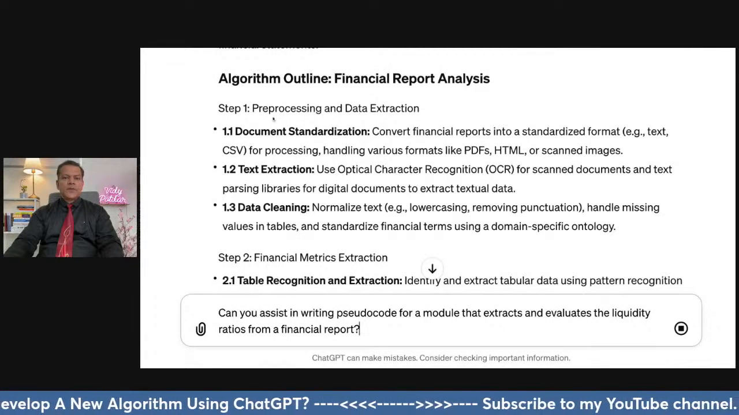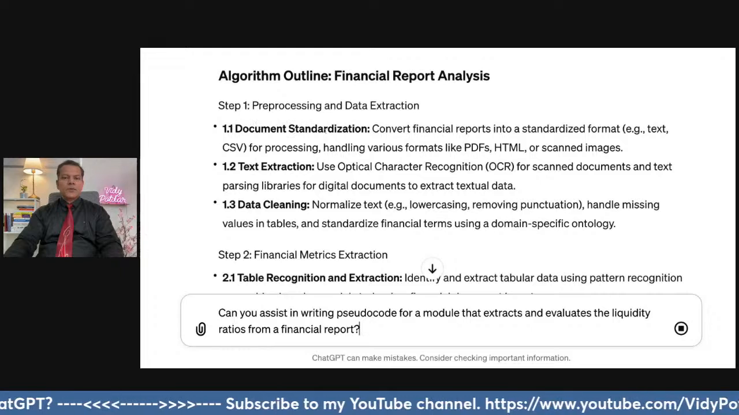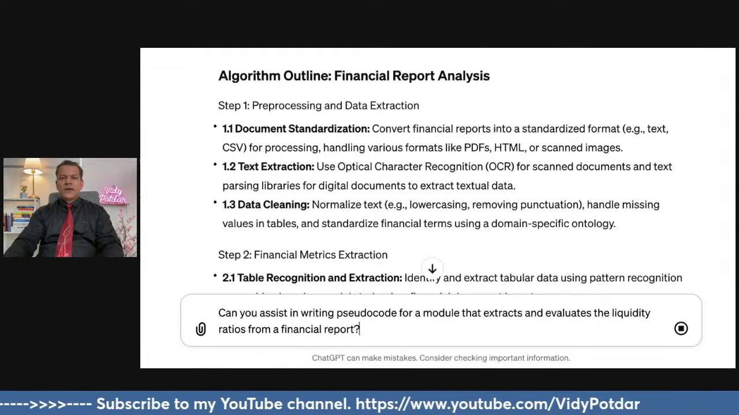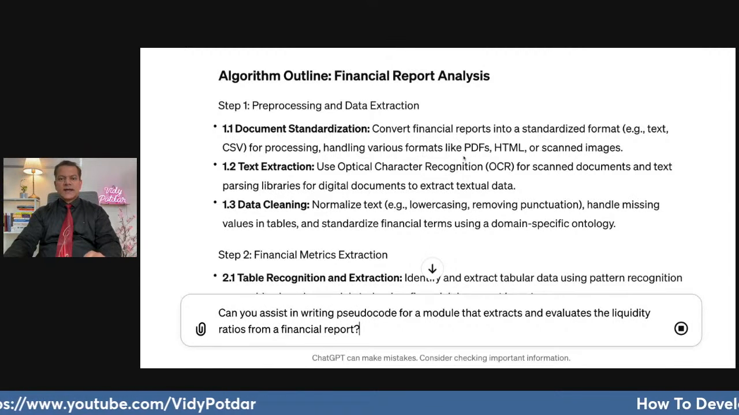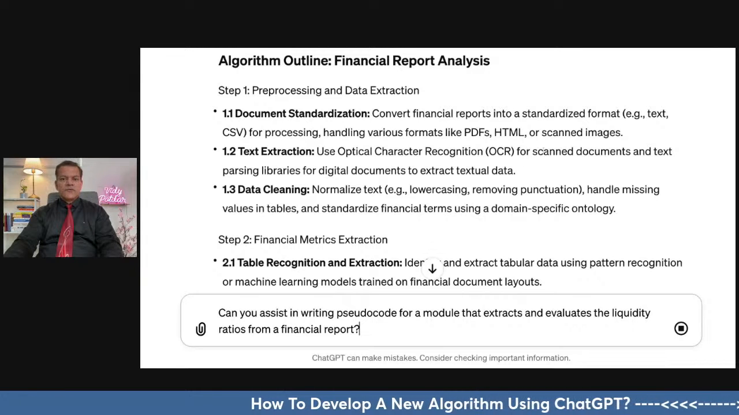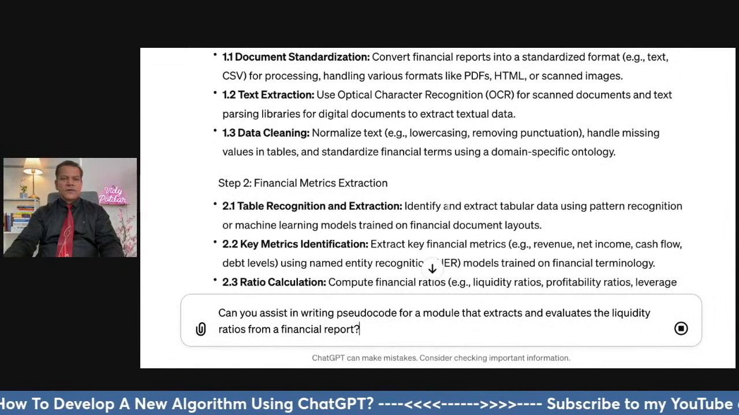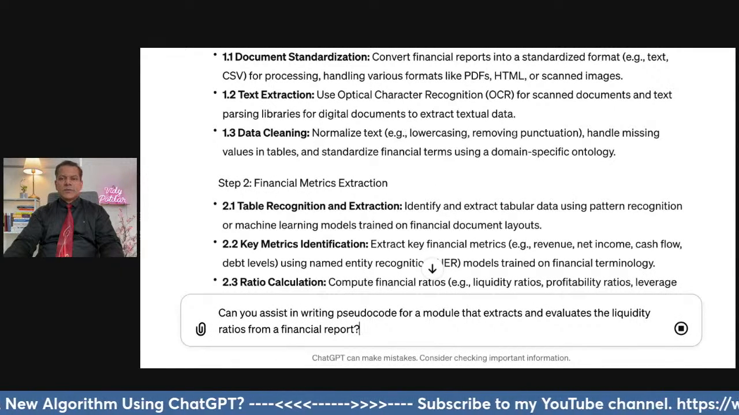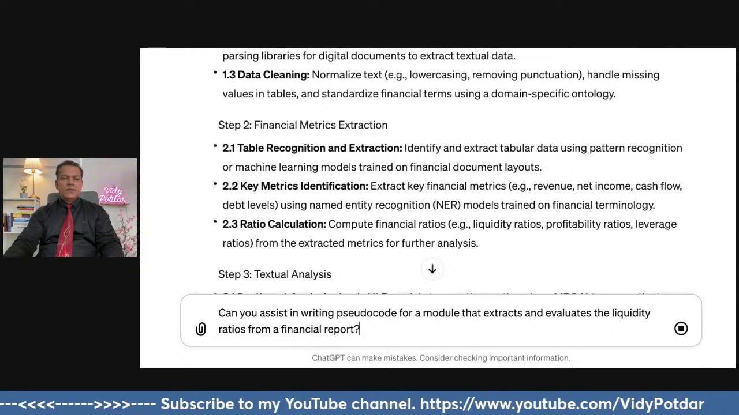So what is step one? Pre-processing and data extraction. How do you pre-process? You maybe convert financial reports into standardized formats like CSV, or process basically some way to extract information. Text extraction using OCR, if it is for scanned documents. If not, it can be easily accessed from the document itself. Cleaning normalized text, removing punctuation, and so on. That is typically the process that we do when we work with data.